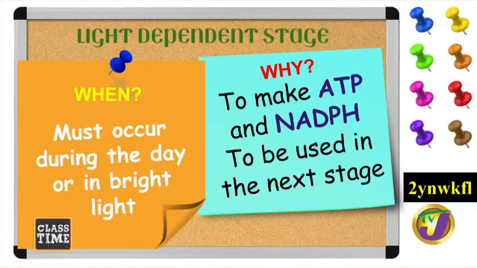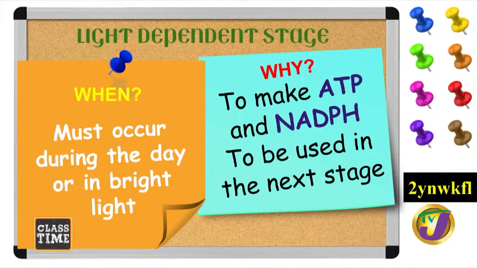Then you have the question, when does it happen? Clearly, if it's the light-dependent stage of photosynthesis, it has to happen when there is light around. Bright light preferably. That's the reason during the day when there's bright sunshine, maybe not like today, but generally in Jamaica we have bright sunshine, you have a lot of photosynthesis going on because of the bright light that is out.